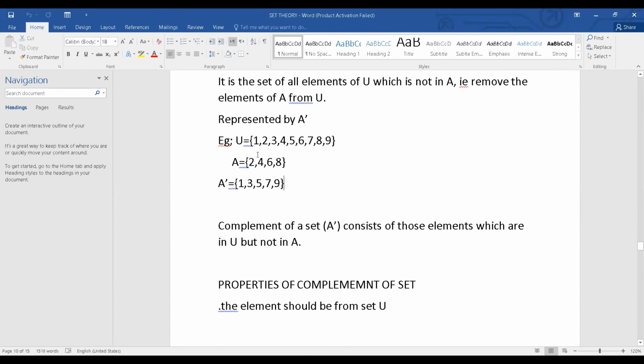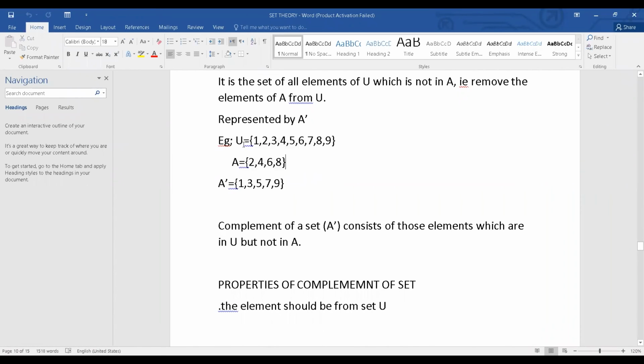Here we have 2, we're going to remove it. 4, remove it. 6, remove it. 8, remove it. What's remaining? 1, 3, 5, 7, 9. This is the complement of A. Got it? The complement of a set means the set of all elements that are in U but not in A.